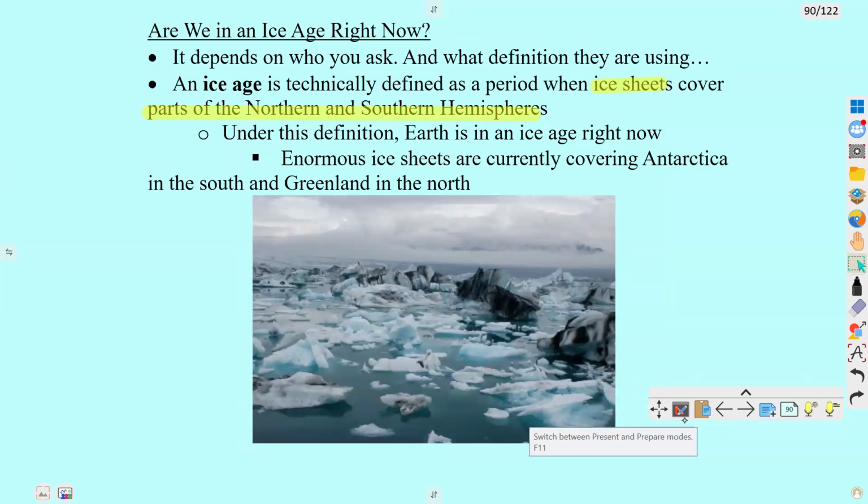So then the question becomes, are we actually in an ice age right now? Well, that's really going to depend on who you ask. An ice age is defined as a period when ice sheets are covering parts of both the northern and southern hemispheres, which is what we have right now. So technically, yes, we are in an ice age. We have these ice sheets covering most of Greenland in the north and Antarctica in the south.